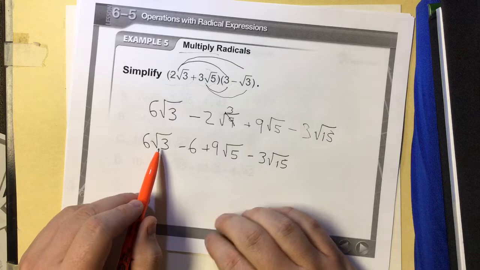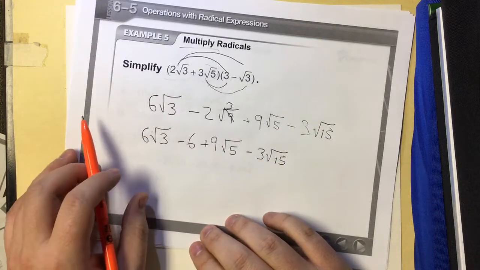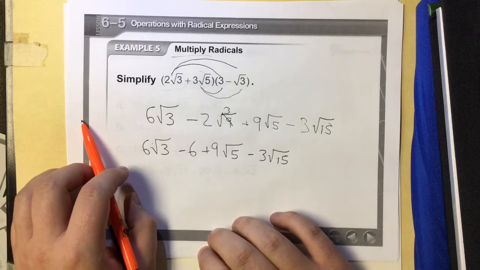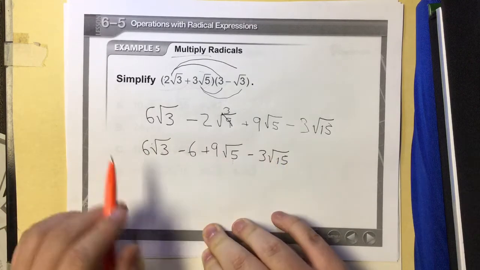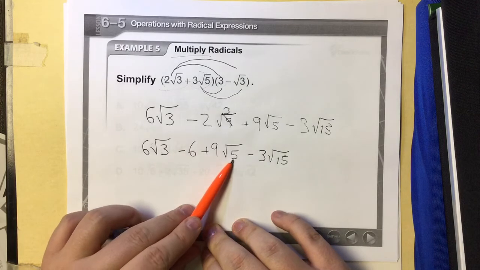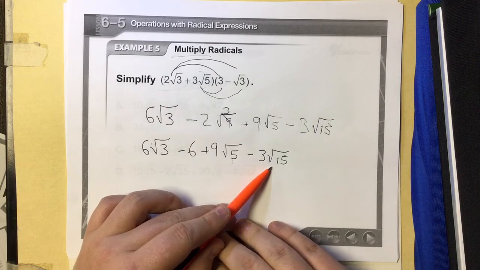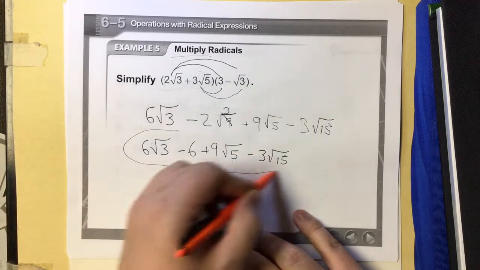These have the same index. They're all square roots. But to try to add them up, they would need to have the same radicand as well. This is a 3, that's a 5, and that's a 15. 3 has no perfect square factors, 5 has no perfect square factors, and 15 has no perfect square factors. So that's as far as we can take this one.